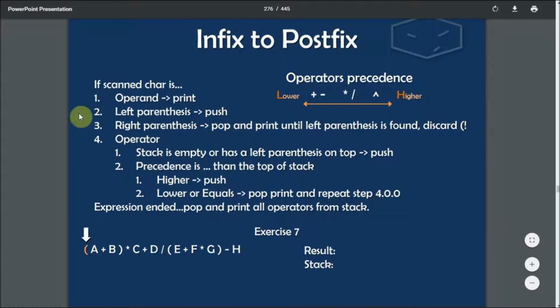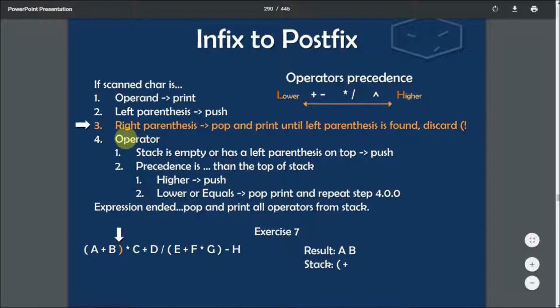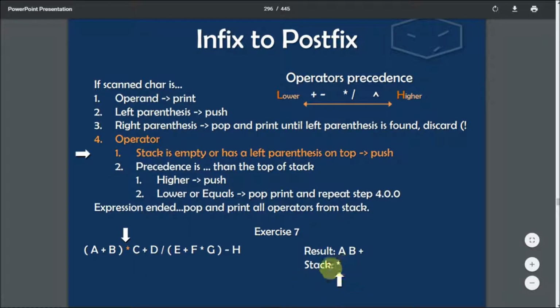7. We start with the left parenthesis, we push on the stack, then we have A and print on the result. Plus operator, and the stack has a left parenthesis on top, so push. B, print. Right parenthesis, pop and print until left parenthesis is found. Discard left parenthesis, so pop and print, discard. Times is operator, the stack is empty, and we push. C is operand, we print.